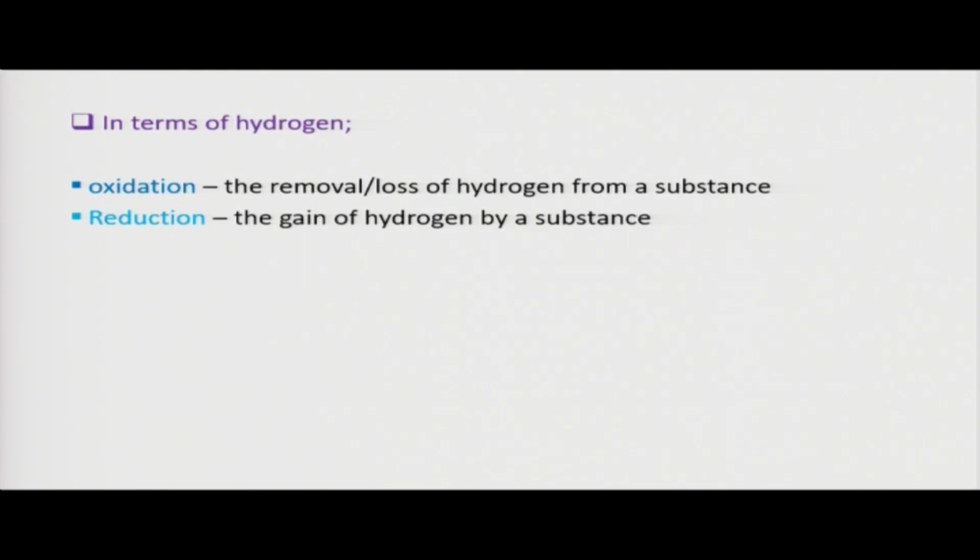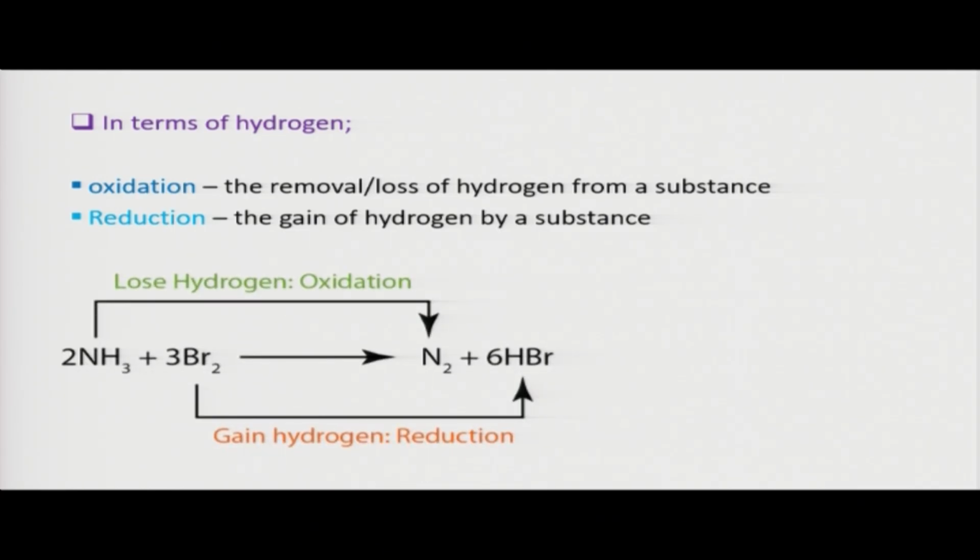Now let's go to hydrogen. Can we also define oxidation in terms of hydrogen? Yes. Hydrogen gas. So when you remove hydrogen from a substance, that is oxidation. And when you add hydrogen to a substance, that is reduction. Take a close look at that equation. You can form nitrogen from ammonia.